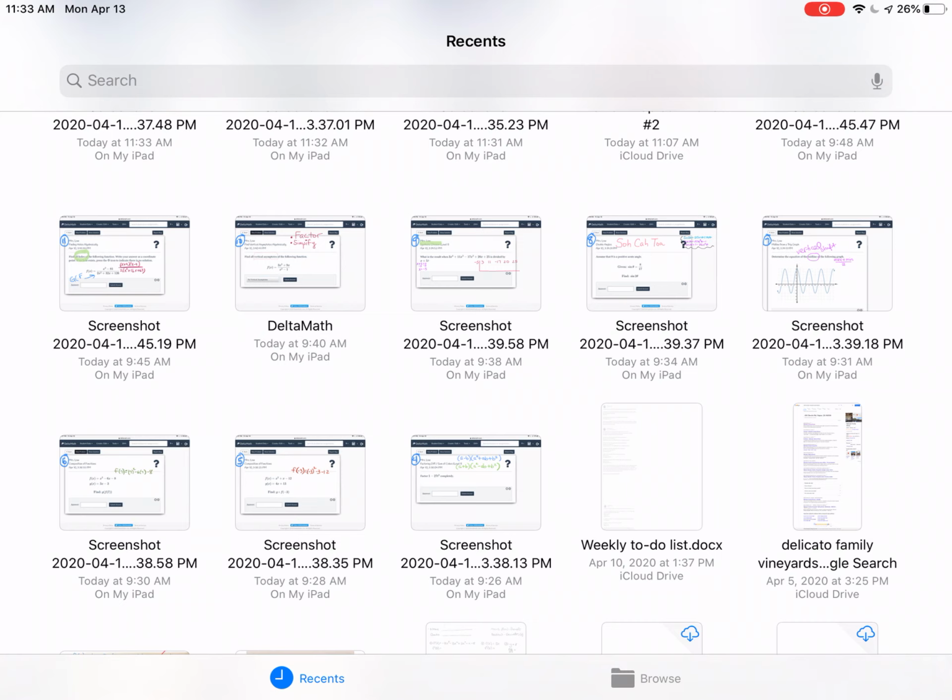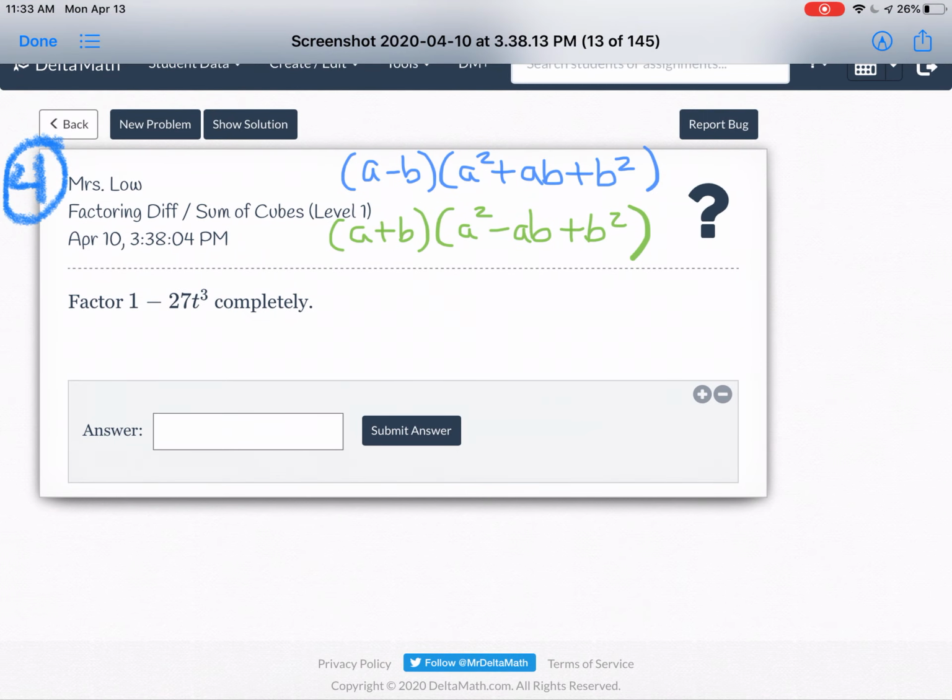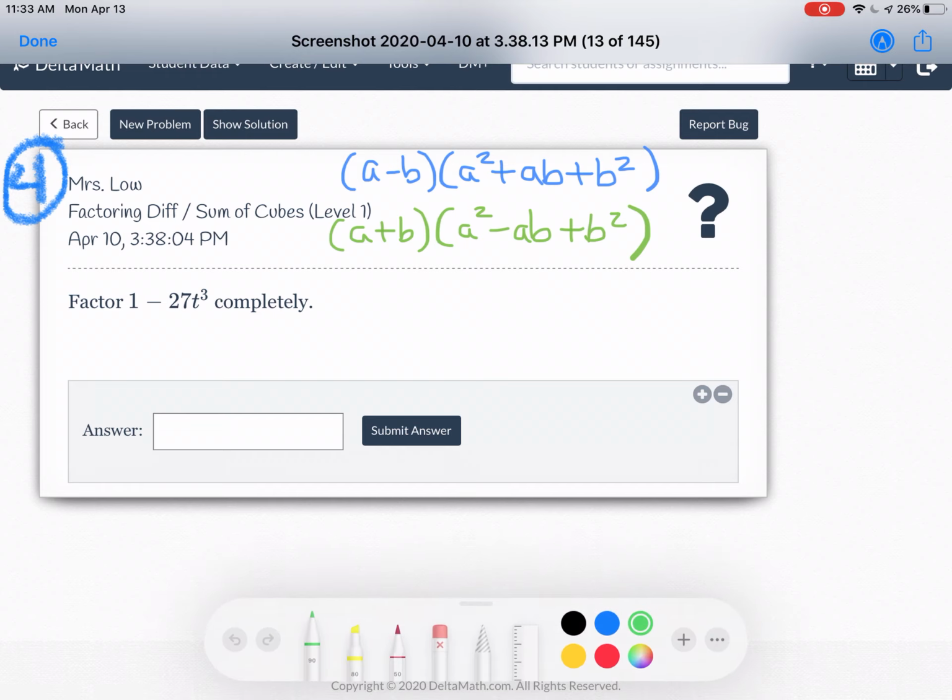Okay, fourth question. Flying here. So remember factoring the difference and sum of two cubes. You guys are good at this. So I wrote down both formulas. We just have to figure out which one to use. So since this is the difference, I'll use the difference formula.